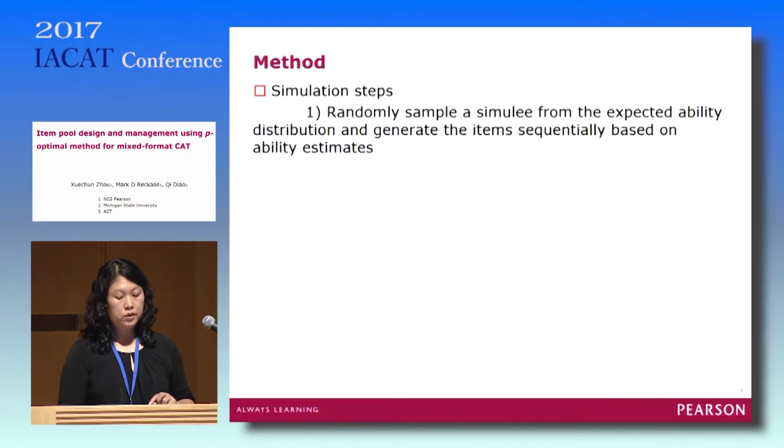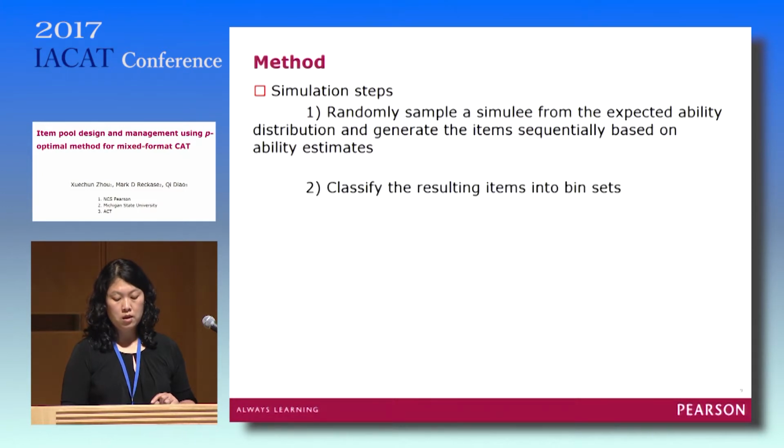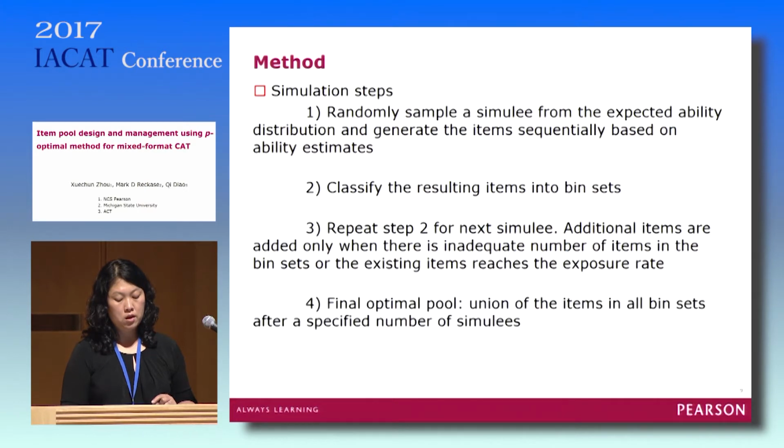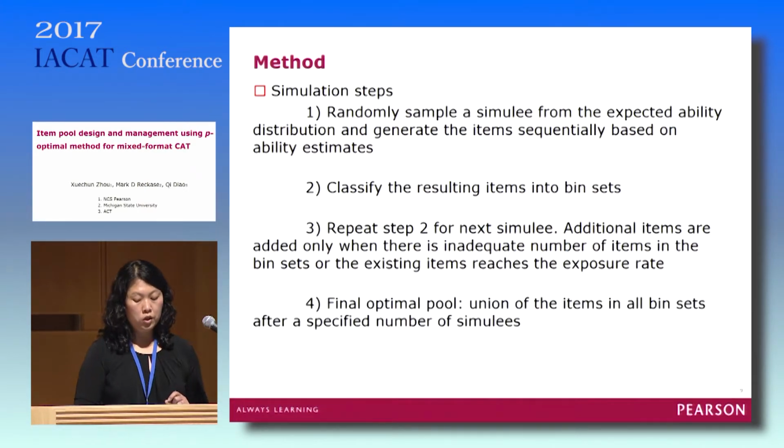So the simulation steps: they first randomly sample a simulee from the expected ability distribution, and generate items sequentially based on ability estimates. Next, they classify the resulting items into bin sets, and then repeat step 2 for the next simulee. Additional items were added only when there was an inadequate number of items in the bin sets, or the existing items reached the exposure rate. So the final optimal pool is the union of items in all bin sets after a specified number of simulees.